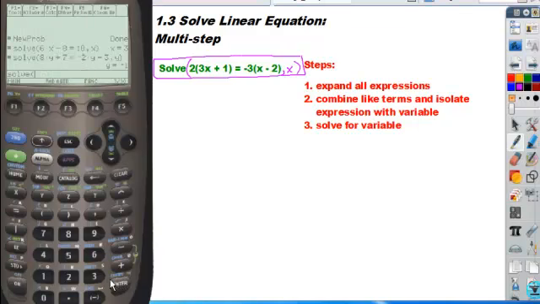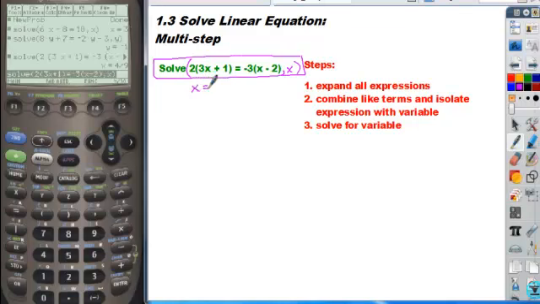So we hit F2 Algebra tab, solve, 2 times the quantity 3x plus 1, close the parentheses, equals negative 3 times the quantity x minus 2, close parentheses, comma x, because we want to solve for x, close off the entire solve command in parentheses, and then when you hit enter, you get your solution, x is equal to 4/9.